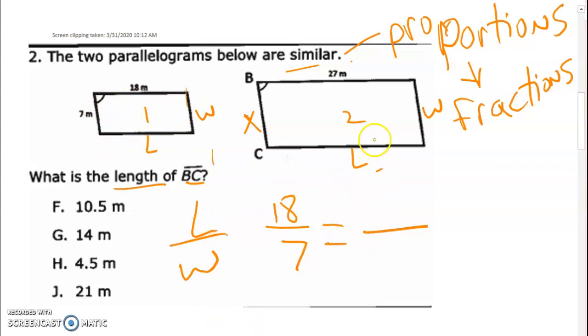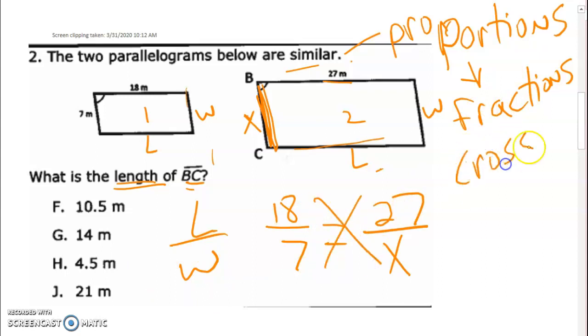So we go to the second one here, the bigger rectangle. Let's look at the length. The length happens to be 27. And of course, we don't know the length of BC, which happens to be the width. So we're going to put an X there. And again, how do you solve proportions? You cross multiply and you divide. So cross multiply, then divide.